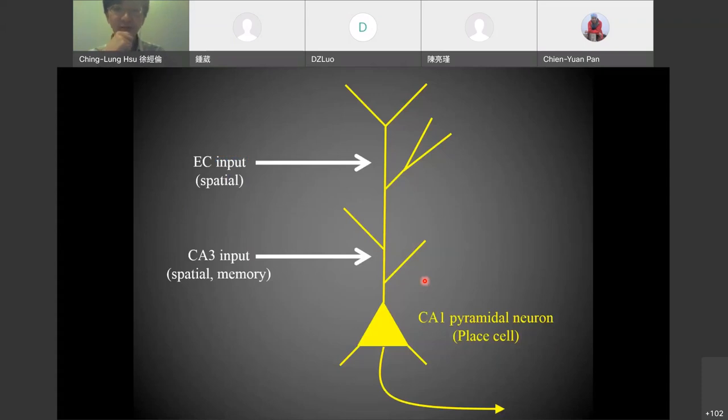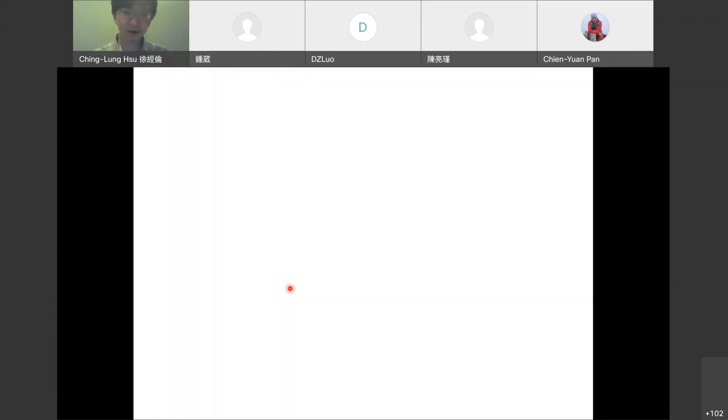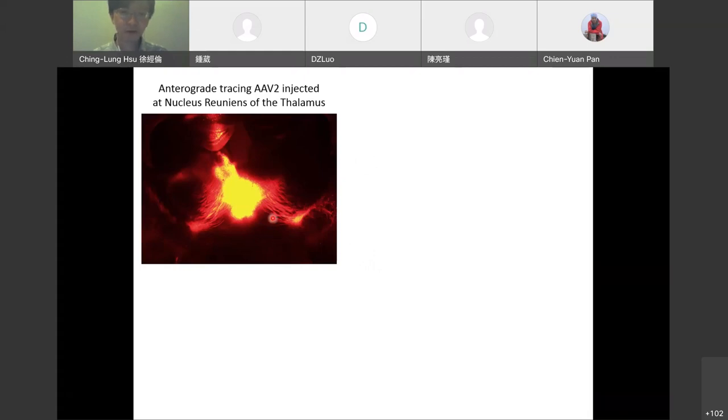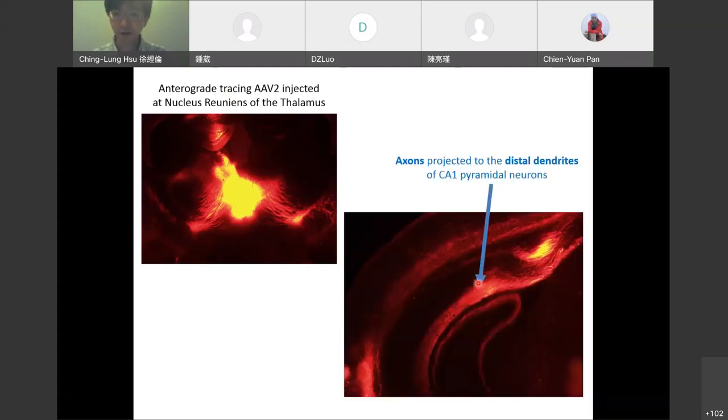So as I revealed, there are different excitatory inputs projecting to the dendrites of the CA1 place cell. They are from cortical areas like the entorhinal cortex or from different hippocampal subregions like CA3. But this is a very classical diagram for the hippocampal place cell circuit. But if I inject a virus, adeno-associated virus, which can be used as an anterograde tracing agent, into a thalamic subnucleus called nucleus reuniens, I can see a very clear axonal bundle, or projection, that goes to the distal dendritic area of the CA1 pyramidal cell.